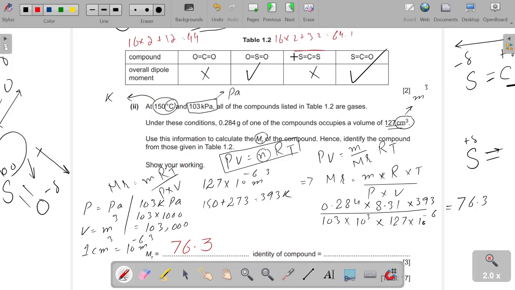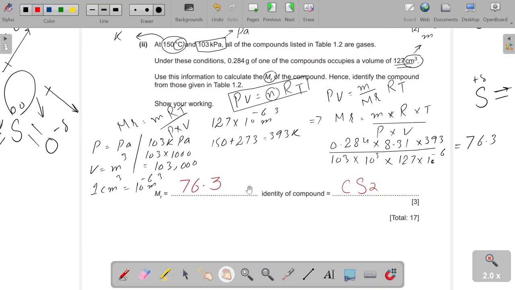64.1. So what about this? You can see sulfur is 32 and this other sulfur is 32, plus 12. So you can say 32 for this, plus 12, plus 32. 3 3 60, then 10 70, then you will get 76.2. It means if you compare, this is 76.3 and that is 76.2, almost the same. So it means your compound is CS2. It is your answer.